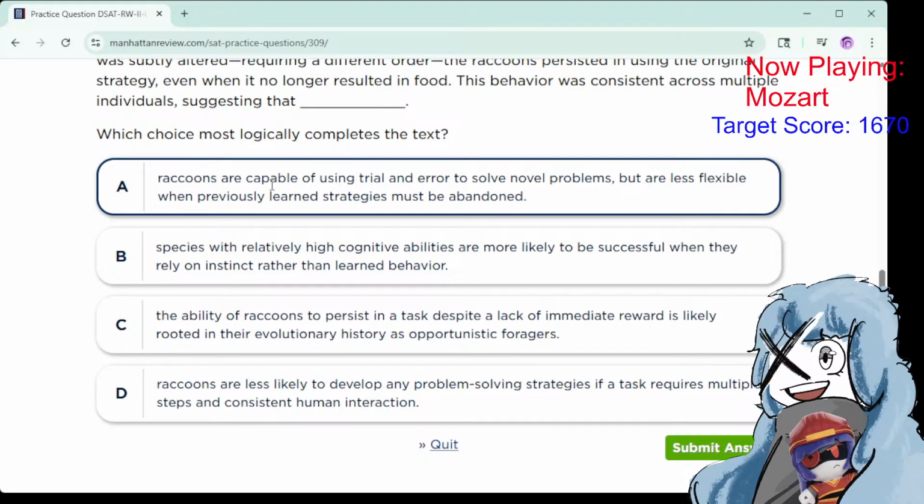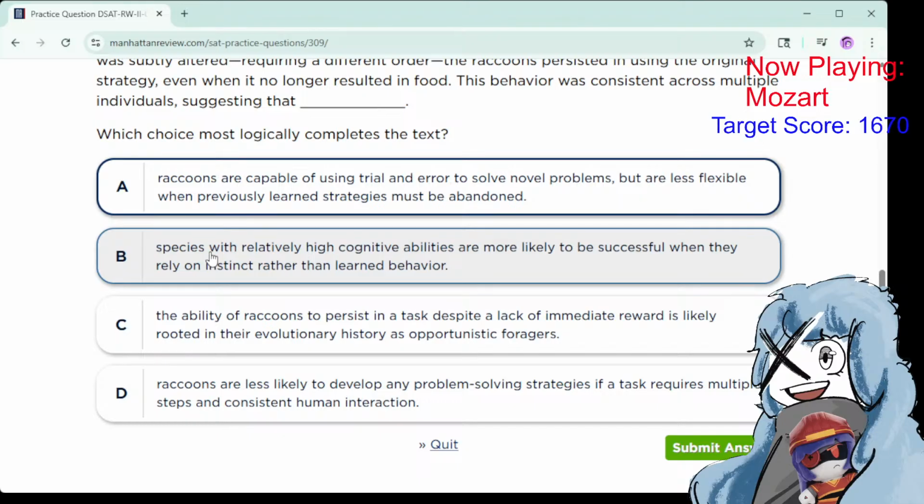A is pretty legit. Okay, second, make sure another mistake do not make. Always read all the answers, because you never know which one's more better than the previous one you chose.